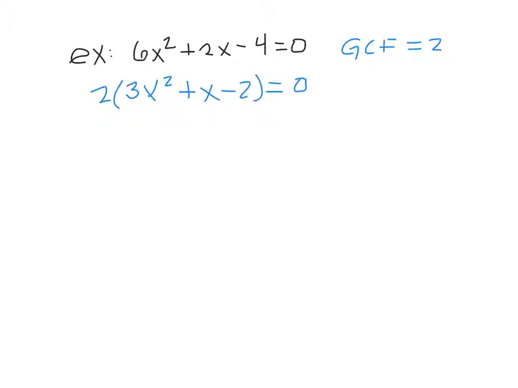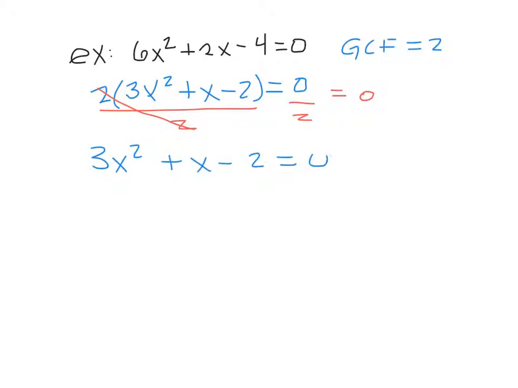Now you might wonder, well, what do we do with that 2 that's out in front? Well, we can think about dividing both sides by that 2. And that cancels it on the left. And on the right, we just have 0 over 2. Well, any time we have 0 over any non-zero number, that's just equal to 0. So we end up with the quadratic 3x squared plus x minus 2 equals 0.